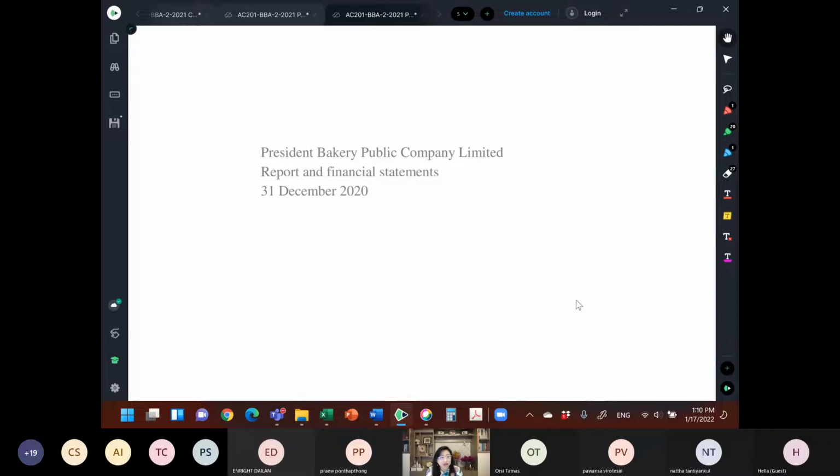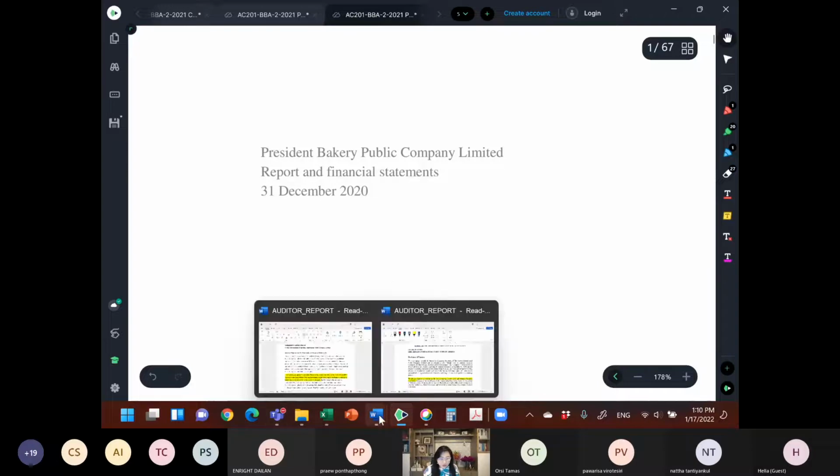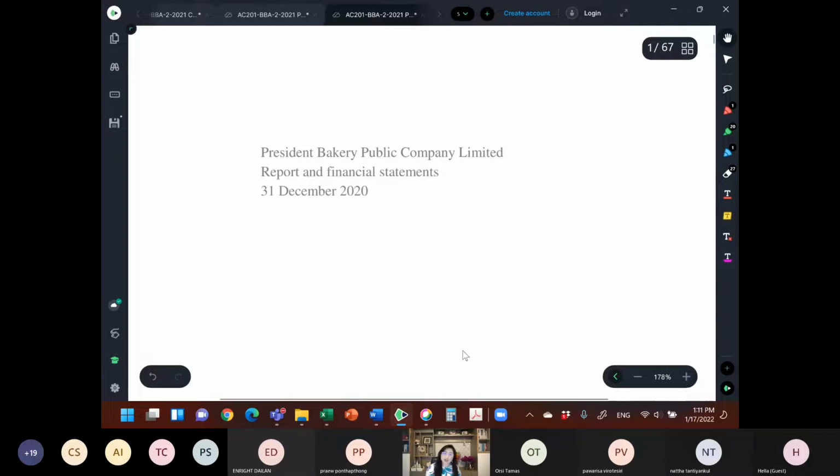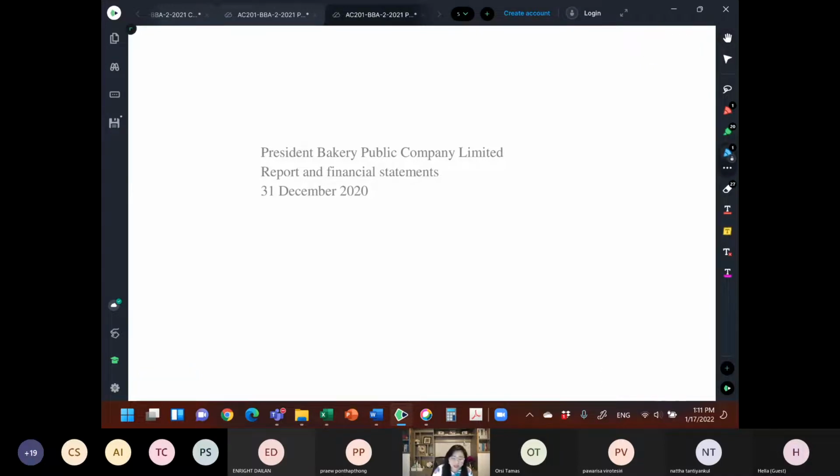If you understand its business operation, you know the products and lines of business that they are in, then hopefully when you look into the financial reports, you will understand better, right? That will be the main topic for today's session. So let me start out with the financial statements over here. The company that I will be using as the example is President Bakery Public Company Limited.